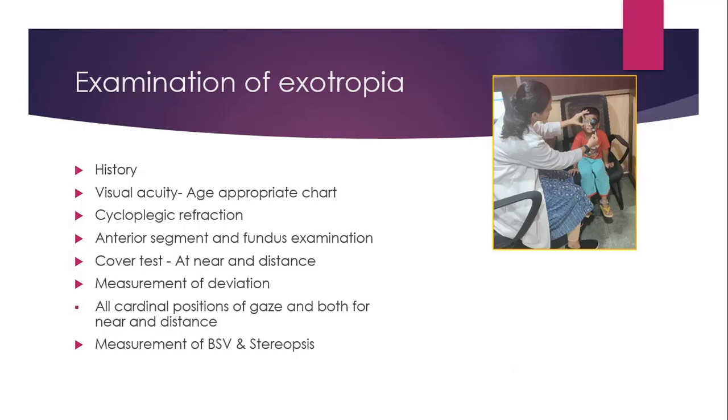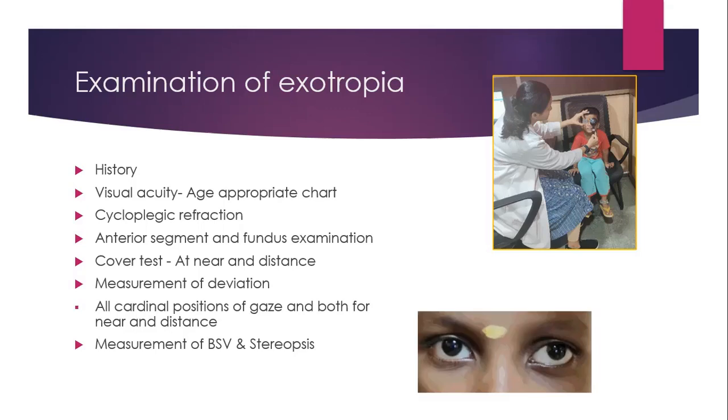As I had mentioned, the earlier risk factors have to be documented. Then visual acuity with an age-appropriate chart should be done. Cycloplegic refraction is a must in any case of strabismus. Anterior segment examination and fundus examination are also very, very important.